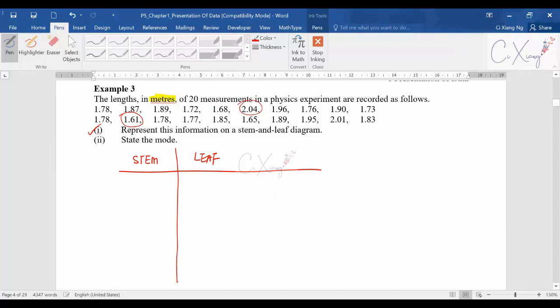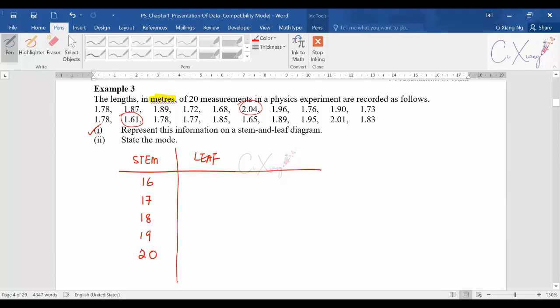So for my stem, 161 and also 204, if I ignore the decimal number, there are three integers. Therefore, when I put my numbers in the stem, I will put 2 digits in the stem. So I'm having 16, 17, 18, 19, and maybe somebody will tell me it's wrong already because the data has 1 point something. No worry, later we can solve this problem.